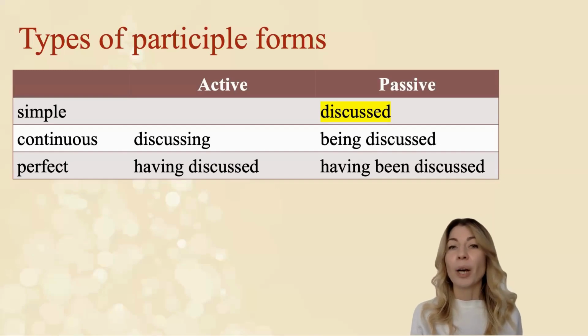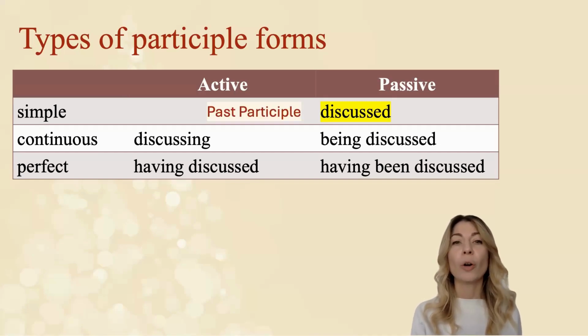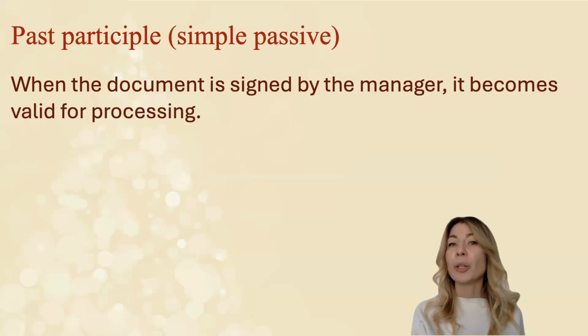Our next form is going to be a passive participle form, which is also called past participle. And I'm sure you've heard about these forms, right? So that's basically third form of irregular verbs or regular verbs with ed ending. Okay, when do we use those? Let's look at this example.